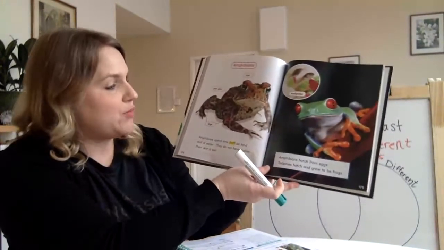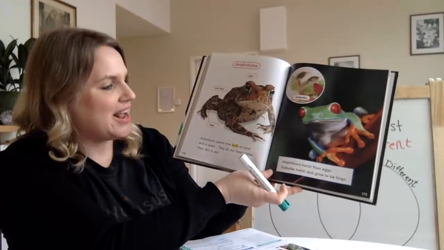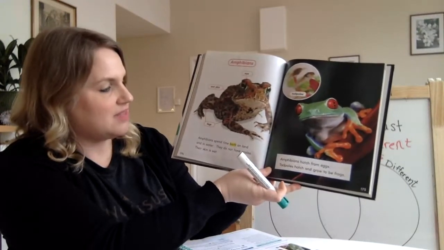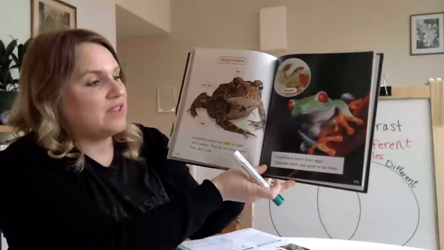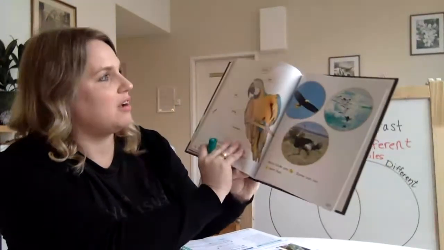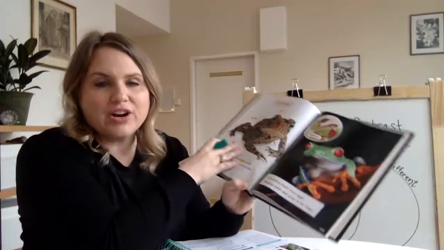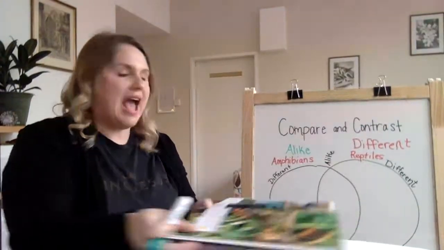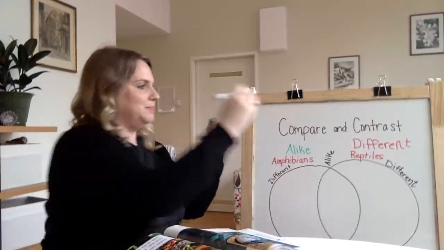Amphibians spend time both on land and in water. They do not have scales. Their skin is wet. Amphibians hatch from eggs. Tadpoles hatch and grow to be frogs. Oh, I heard that both of them hatch from eggs.